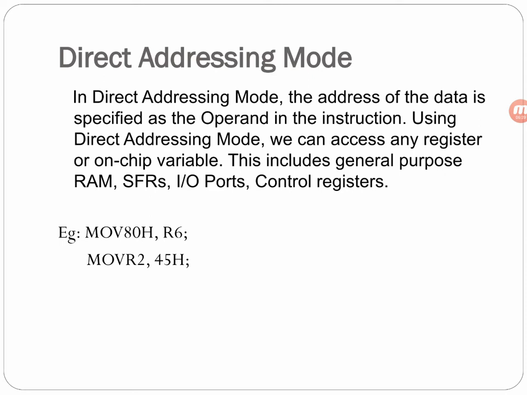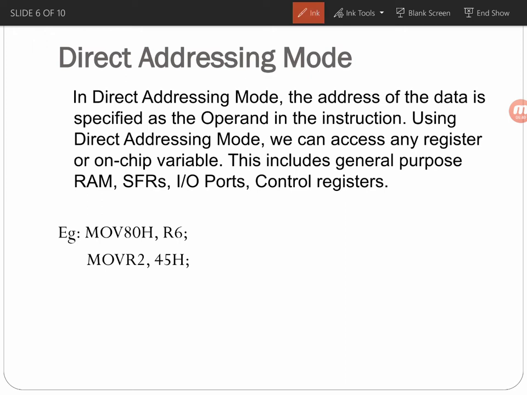Next, direct addressing mode. In direct addressing mode, the address of the data is specified as the operand in the instruction. Using direct addressing mode, we can access any register or on-chip variable. This includes GPRs, RAM locations, special function registers, IO ports or control registers. So to understand the direct addressing mode, for example, the first one, MOV 80H, R6.